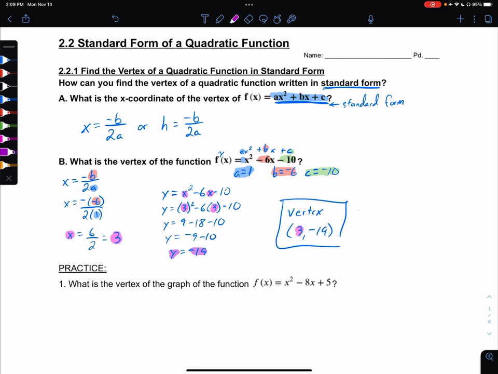So remember, you're just looking for x and y. To determine x, you'll use your formula. You'll take a and b, plug a and b in. A and b will help you find x, and then use x to substitute into your equation or your function, and that'll help you determine y. Once you have x and y, you have your vertex. That's it.